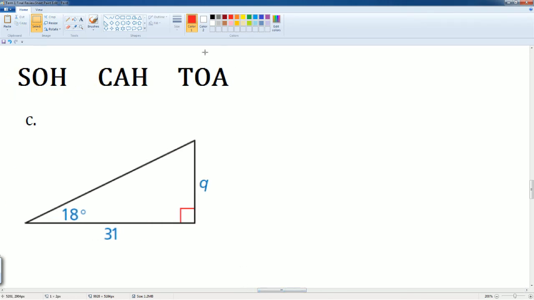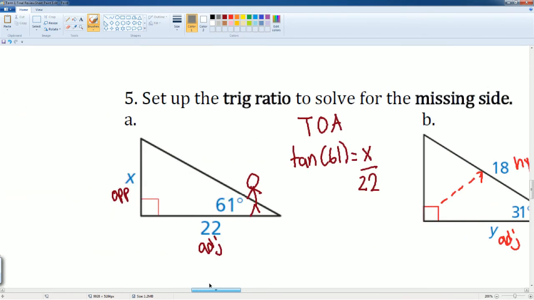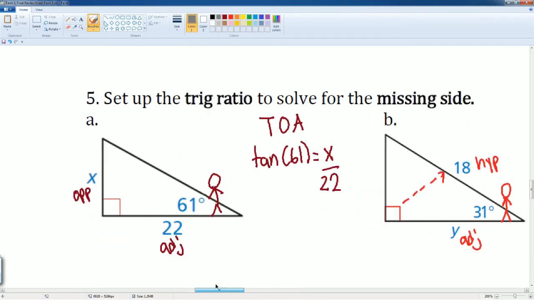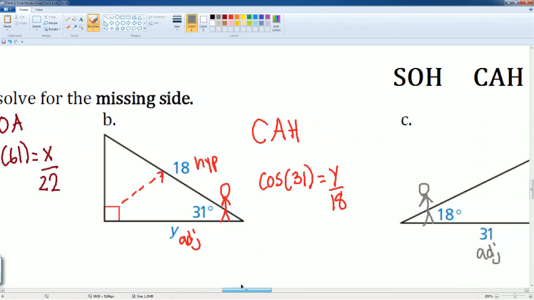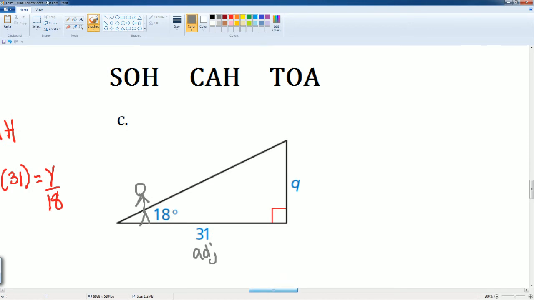I draw my person here. I saw that 31 is my closest side, that is my adjacent. And Q is my, wait, did I change this? I changed it on your assignment. This was actually 31. Yeah, the hypotenuse is actually 31.